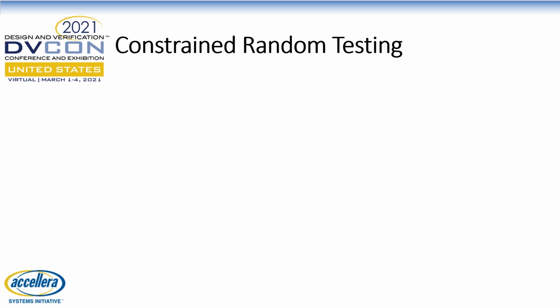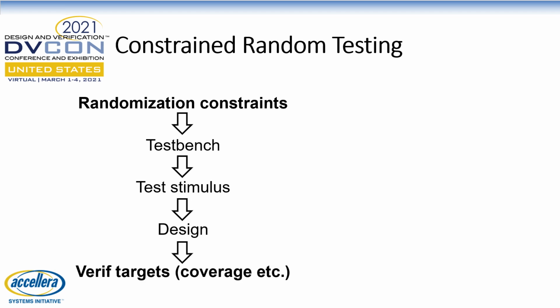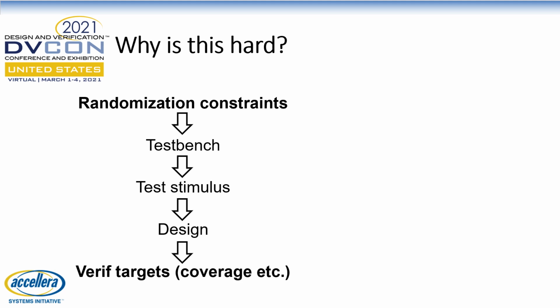In constrained random testing, test randomization constraints steer the random test stimulus that is generated from the test bench towards hitting various verification targets in the design under test. Typical targets are cover points for functional coverage, logic for new features, or corner cases for a bug in the design. However, this style of testing can be difficult and time-consuming.